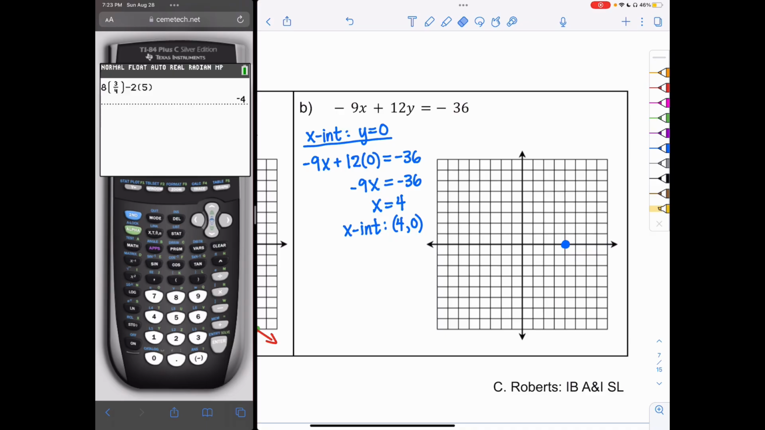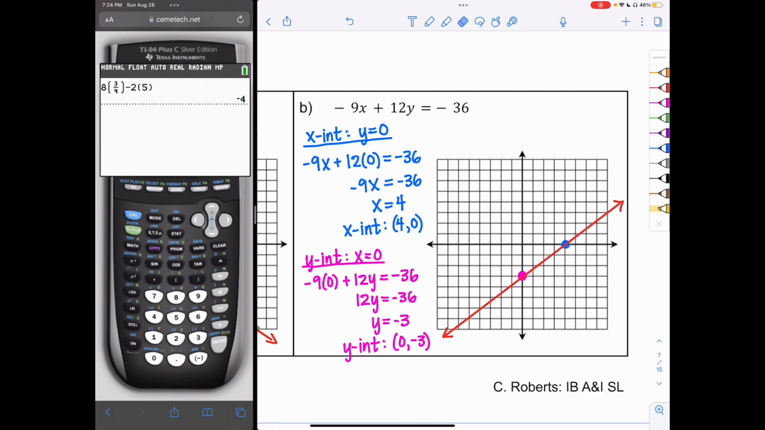Next, I will need to find my y-intercept, which means that x is equal to 0. So I'm going to have negative 9 times 0 plus 12y is equal to negative 36. And when I simplify it, I will end up getting 12y is equal to negative 36. And then dividing both sides by 12, I will end up getting that y is equal to negative 3. So here my y-intercept is located at (0, negative 3). So when I plot my y-intercept, that is what I will get on my graph, and then I can connect it with a line.